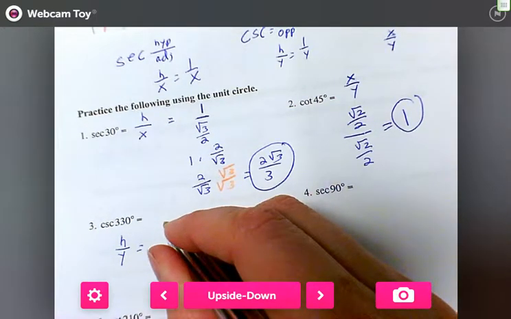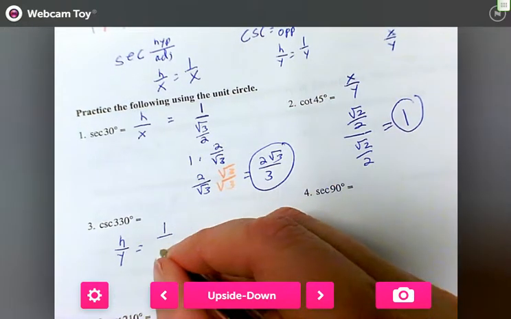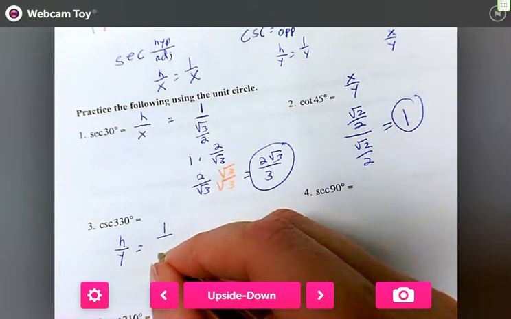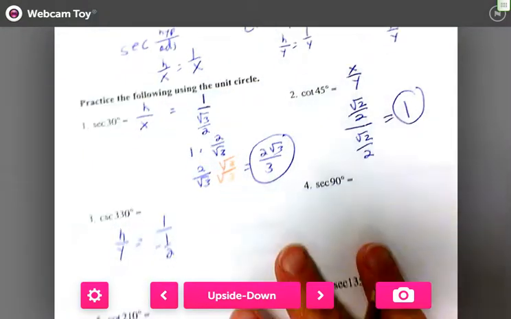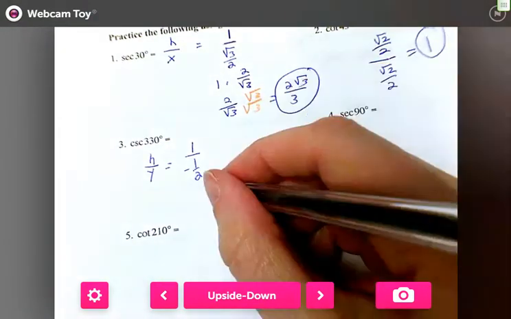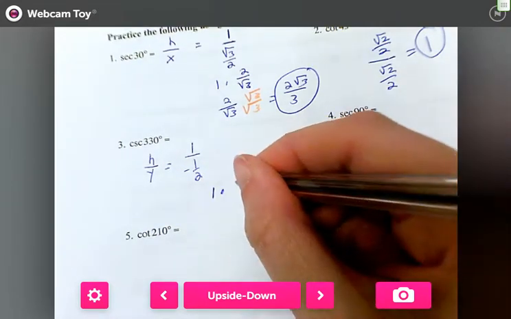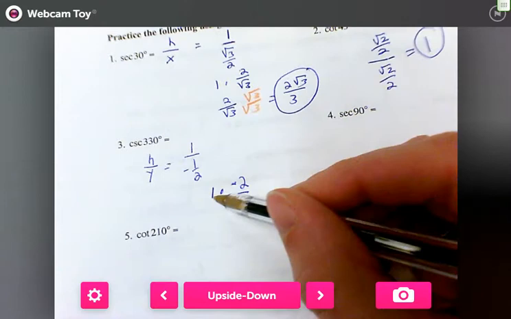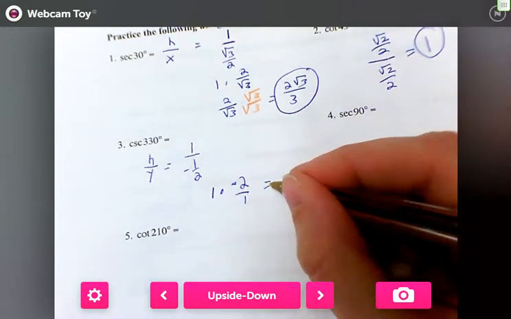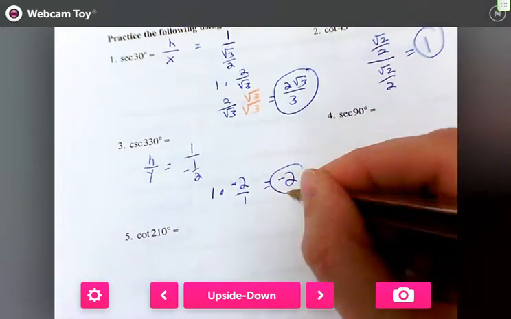I put 1 as my hypotenuse. Y is what? Negative 1/2. When I'm dividing fractions, what do I do to the second fraction? I flip it. 1 times negative 2 over 1 is negative 2. That's my answer.